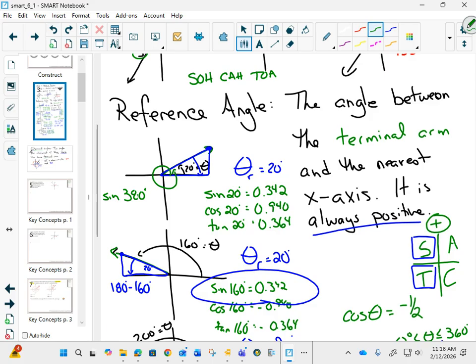It's in quadrant 1. So because it has the same reference angle as 20 degrees, and because it's in quadrant 1, I don't need my calculator. I know it's going to be 0.342, exactly the same as sine of 20 degrees.